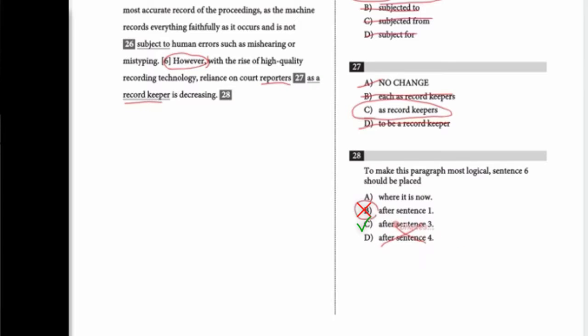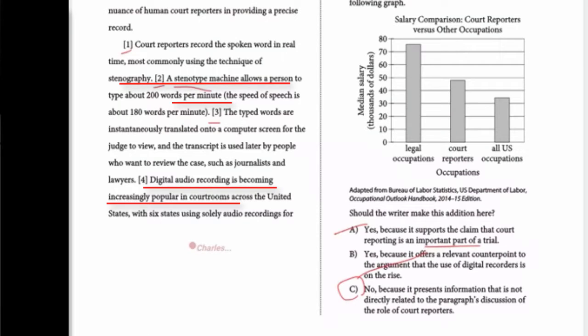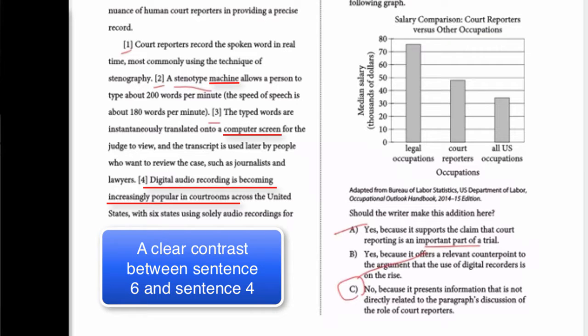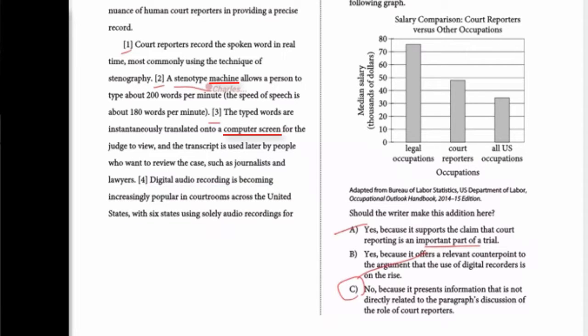Oh, I missed 28, and I can see where I made the mistake now. So the rise of recording technology caused court reporters to decrease. Sentence 4 indicates the digital recorders are increasing, and that's the transition. However, it's a nice connection there. I missed because I did not read answer option C. I didn't read C or D. My mistake. I didn't follow my process. I also didn't fully read the paragraph. I went right into question 26 when I knew it was an ordering sentence paragraph.